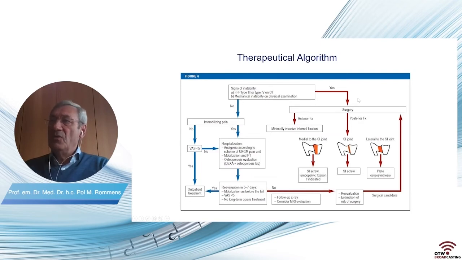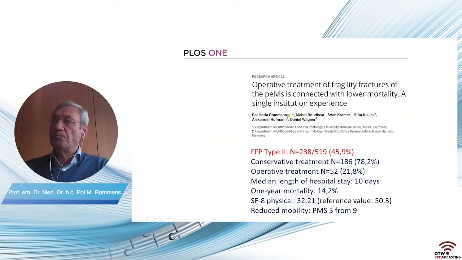But if you have unstable lesions, type 3 or type 4, then you should perform surgery immediately, or you should propose or try to convince the patient to perform surgery. And there we are sure that anterior fixation and posterior fixation is necessary.